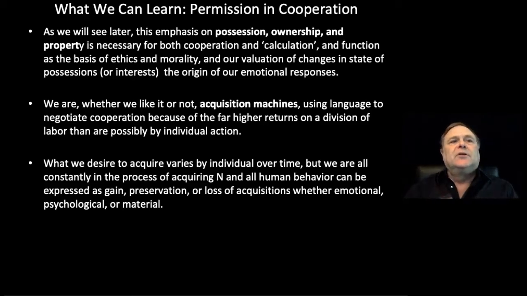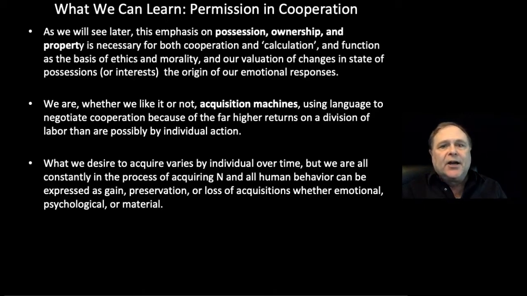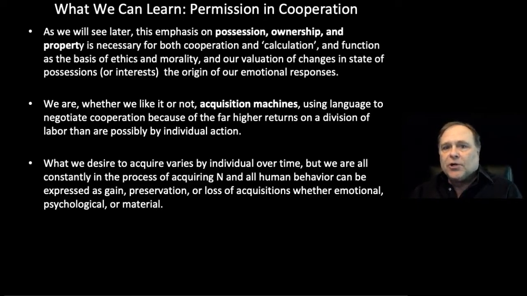So what can we learn from this? We can learn that the emphasis on possession, ownership, and property is just necessary for cooperation and calculation, and they function as the basis of ethics and morality, and our valuation of changes in state of possessions or interests, and the origin of our emotional responses. In other words, what's going to come very clear here is that all our emotions are responses to changes in state of assets. It's dehumanizing somehow, but it's evolutionarily obvious and it's evolutionarily necessary.